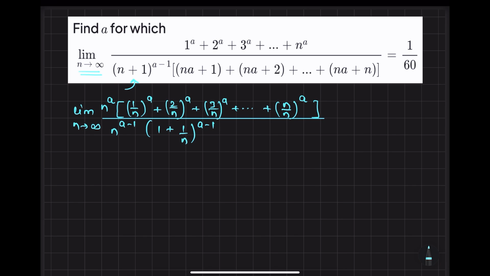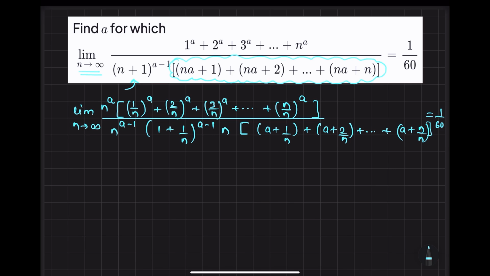Now, you know that everything is written in terms of addition, so I will be taking 1 by n common from everything. So we will be left with a plus 1 by n plus a plus 2 by n plus dot dot dot a plus n by n, and they have already given you the limit as 1 by 60. Now you have to respond.